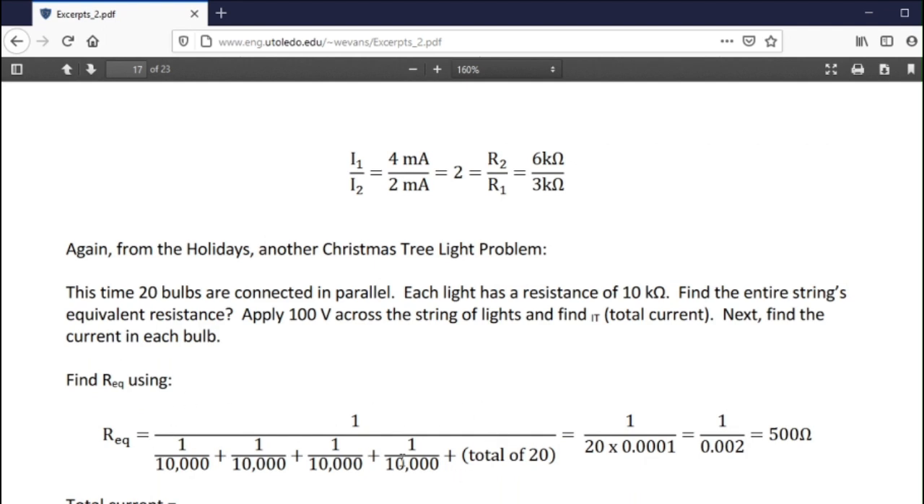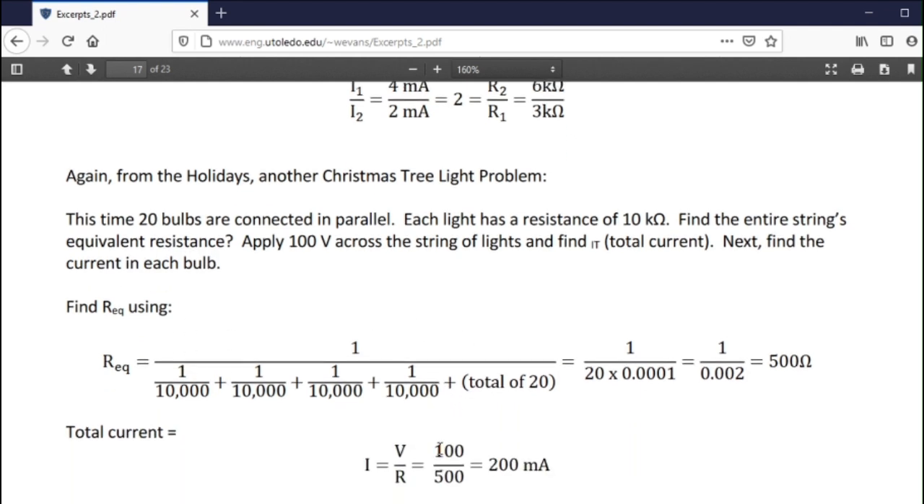This rule we use a lot. If you have 20 bulbs and they're connected in parallel, which sometimes they are, each of them has a 10K resistance. What would be the total current? If you have 100 volts, you have 10K on each bulb, and then you have 500 ohms if you have 20 of them. So it's 10K divided by 20 is 500. And the current is 200 milliamps.